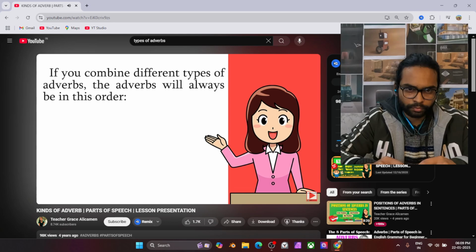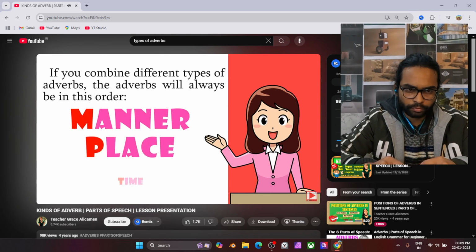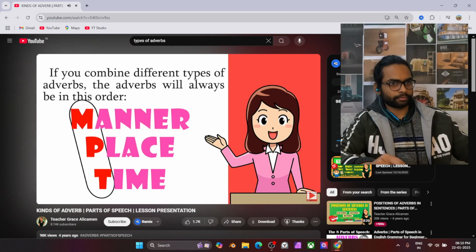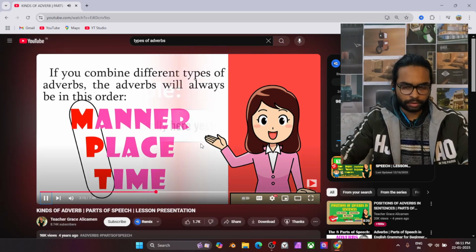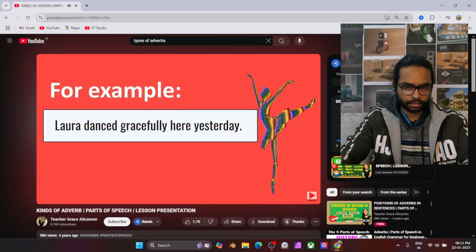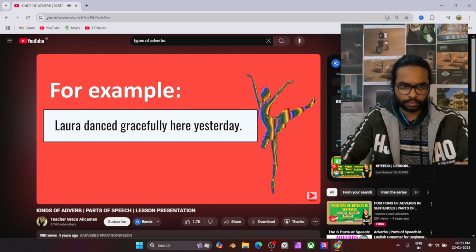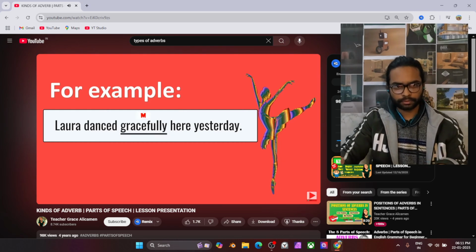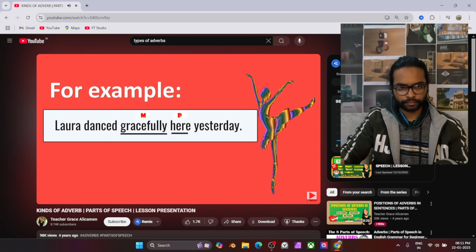If you combine different types of adverbs, the adverbs will always be in this order: manner, place, time. Or the easier way is to remember the format MPT. For example, Laura danced gracefully here yesterday. Gracefully is manner, here is place, yesterday is time.